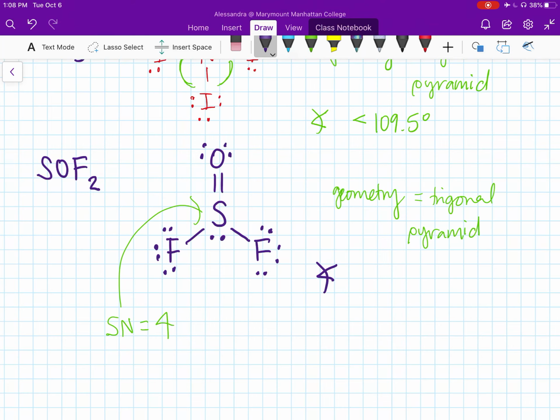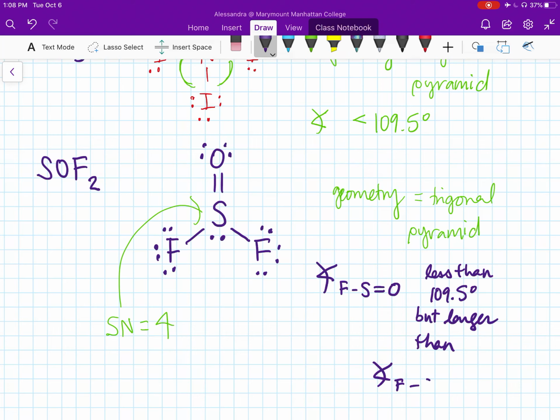and that means that all of the bond angles are going to be less than 109.5 degrees. And I would say that the bond angle of the fluorine sulfur to the oxygen is going to be still less than 109.5 degrees, but larger than the bond angle of the fluorine sulfur to fluorine.